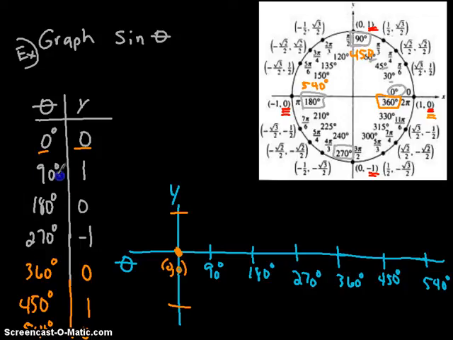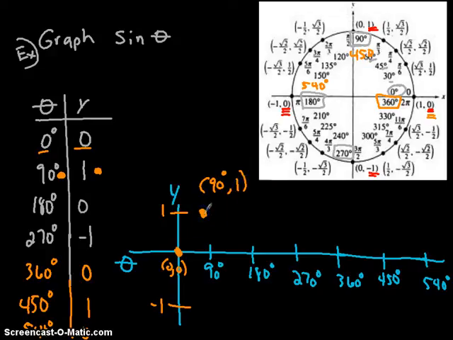When theta is 90 degrees, y is 1. So at 90 degrees, this would be 1, and this would be -1. So at 90, my ordered pair is right here. This is the ordered pair, 90 degrees, 1. So it would be this point right there.